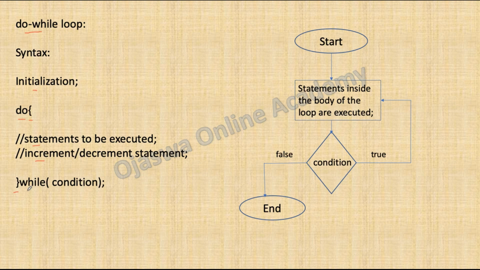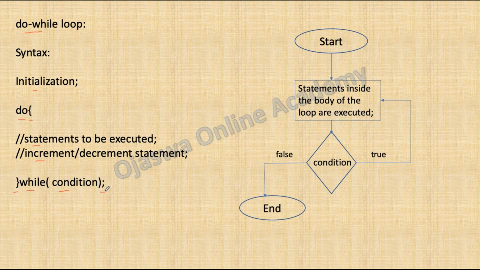At the end of the do block, while keyword, and inside the parenthesis you need to write the condition followed with a semicolon. Do not forget to give a semicolon after this while condition, because generally whenever you write the condition, we open the block and write the code. We do not give a semicolon. Do while is little different. Here you need to give a semicolon after the condition.